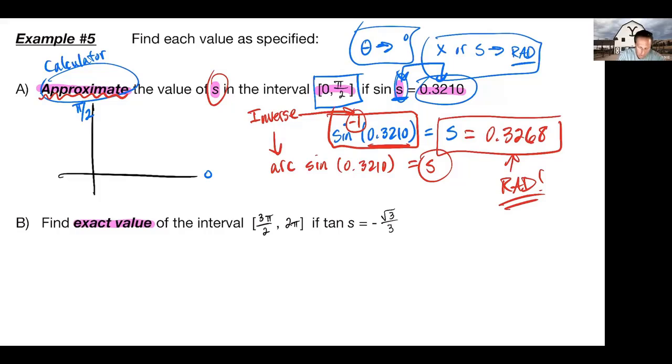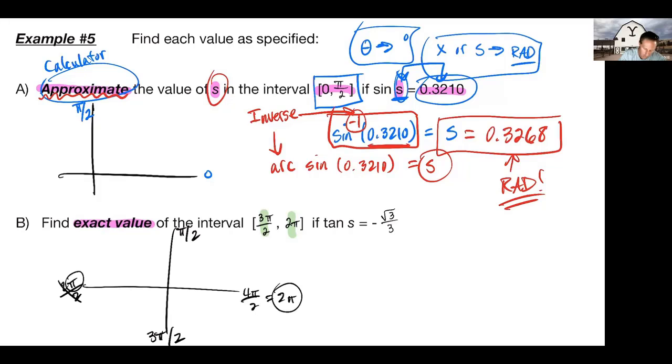So this time, what quadrant are we in? I'm going to draw that. 3 pi over 2 and 2 pi is the interval that they gave us to work between. And 3 pi over 2 and 2 pi means, remember, 1 pi over 2, 2 pi over 2, which is just pi, 3 pi over 2, and then 4 pi over 2, which is 2 pi. So I know I'm between here and here in quadrant 4.